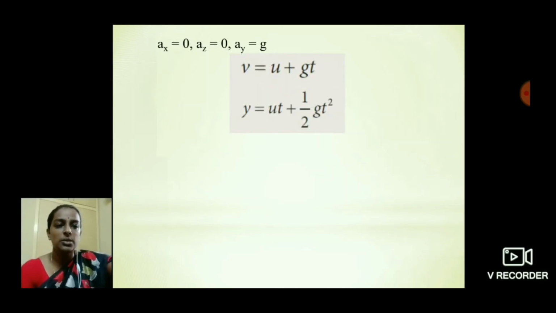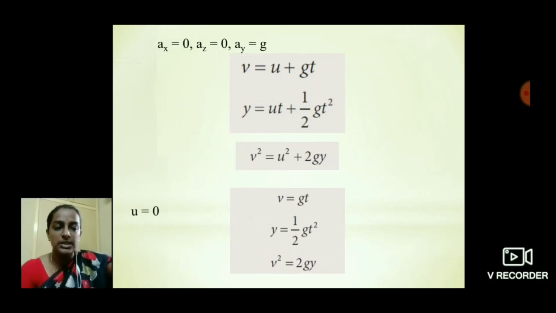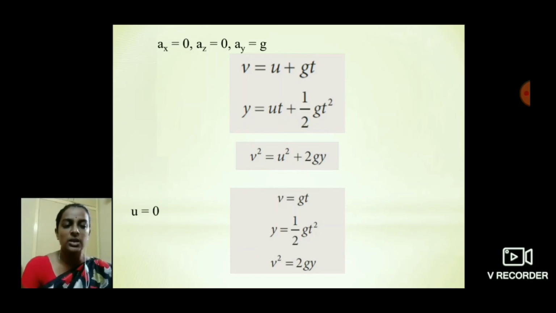Therefore, v equals u plus gt, y equals ut plus 1 by 2 gt square, and v square equals u square plus 2gy. We derived all this in the kinematics equations. When u equals 0, we substitute the value of u equals 0 in all three equations, and we get these three: v equals gt, y equals 1 by 2 gt square, and v square equals 2gy.